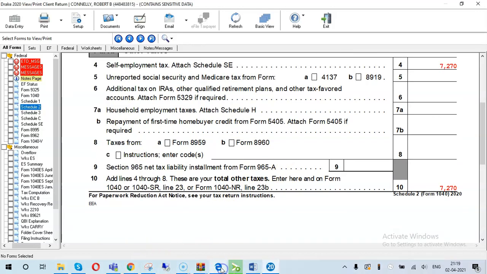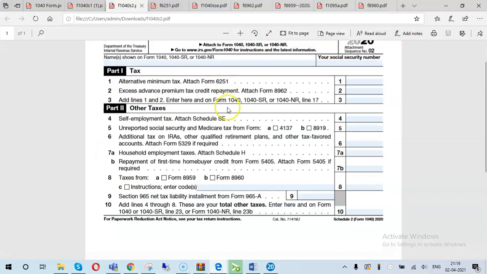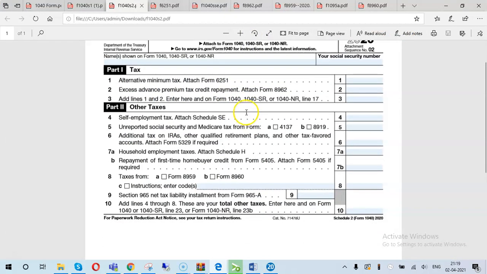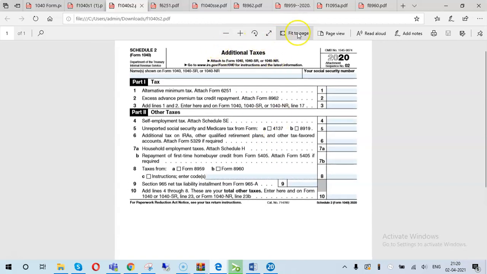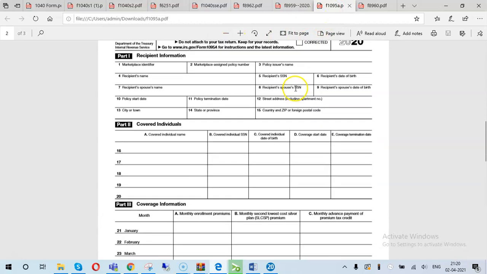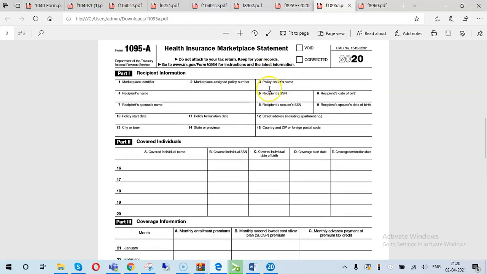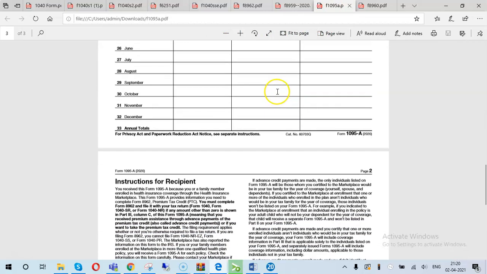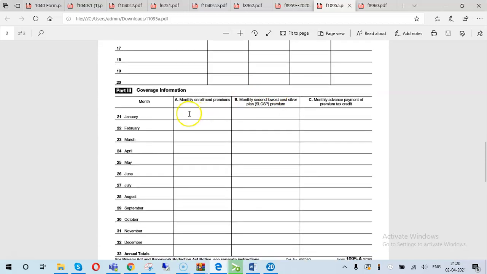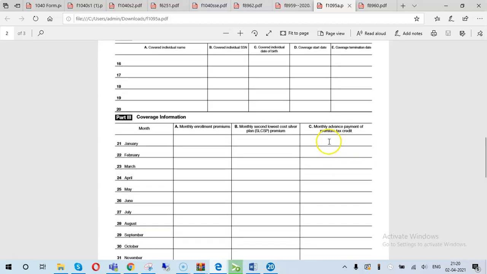Now moving back to the form. So guys, before wrapping up the video, let's quickly recap what we have discussed. Also I can show you the 1095 form separately here, the health insurance marketplace statement. You have to provide all the details here for monthly enrollment premium, starting from January to December. Everything should be given.